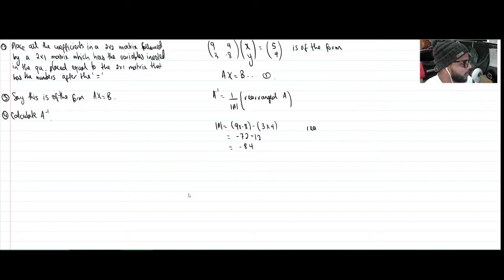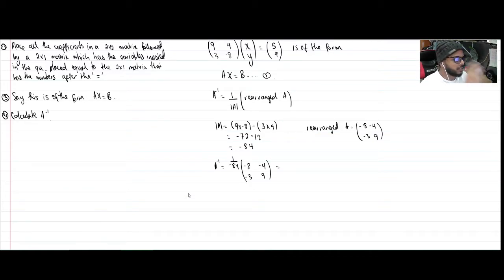The rearranged A, we must flip the leading diagonal, so the minus 8 comes on top, the 9 goes below, change the signs on the other diagonal, -4 and -3. So A inverse will be 1 over -84, which is the same as -1 over 84, into -8, -4, -3, and 9. This is scalar multiplication. We multiply the number by each of the numbers inside.